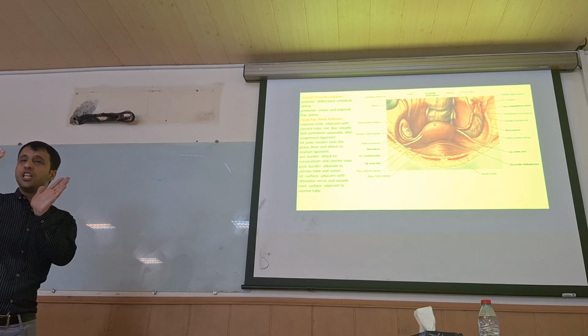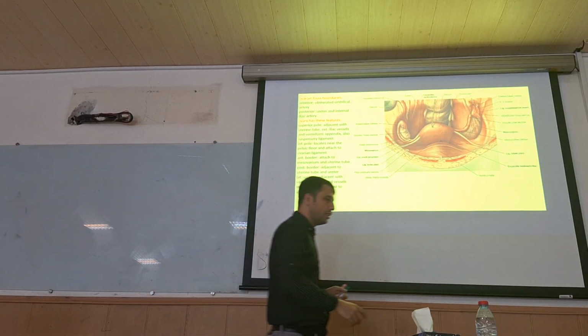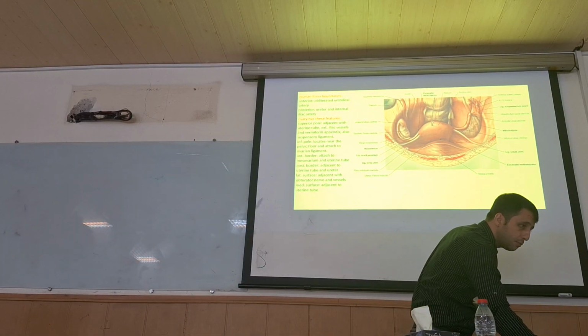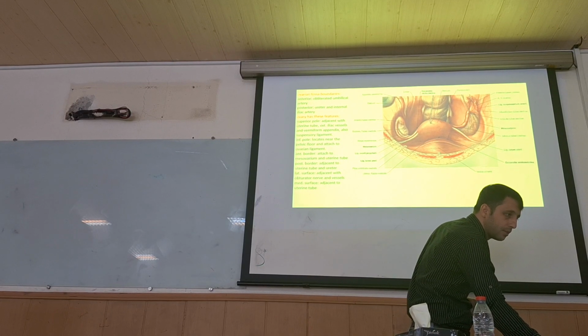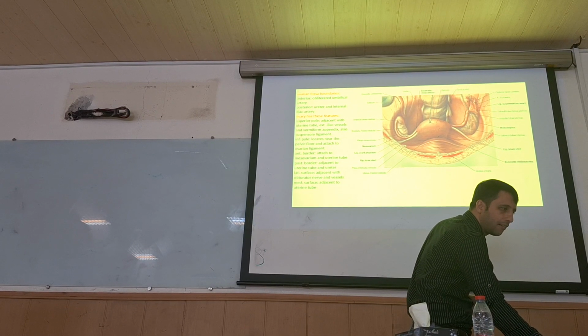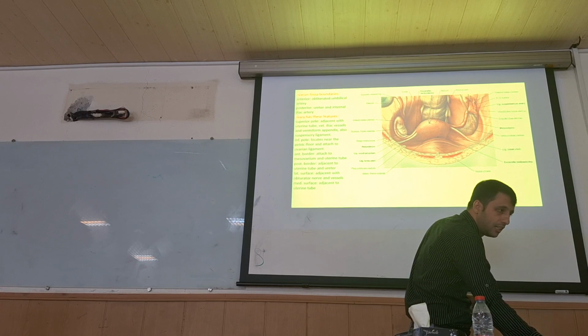What is the limitation of the ovarian fossa? Look at here in this slide. It is posterior, it is anterior. In the anterior part we have the bladder. After the bladder you can see the uterus in this area. After the uterus you can see the uterine tube.